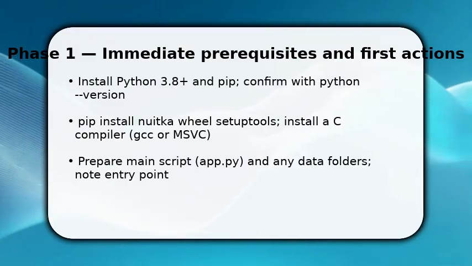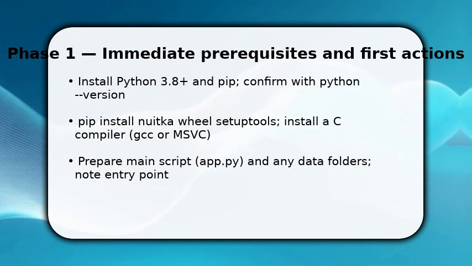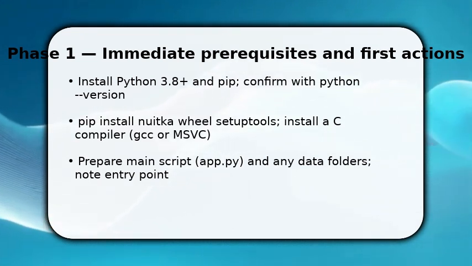You begin by confirming your environment, Python 3.8 or newer and pip are required. Once done, install Nuitka plus wheel and setuptools with pip. Make sure a C compiler like GCC or MSVC is available.